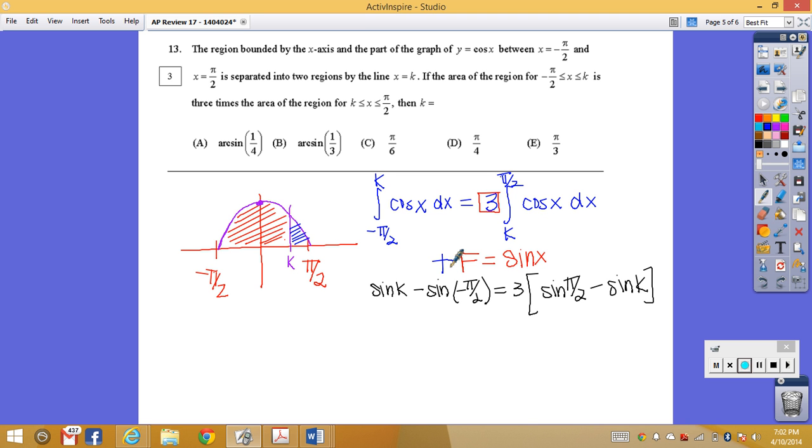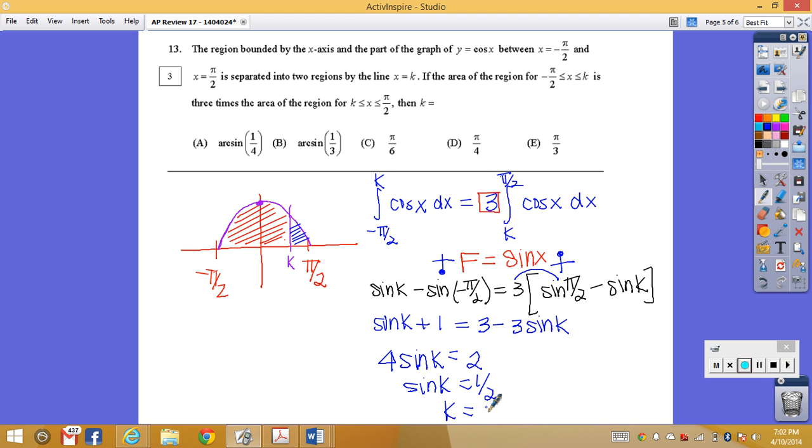So negative pi over 2 would be down here. So that's the sine of k minus negative 1, which gives me plus 1, is equal to, and this time it would be positive 1. So I'm going to do 3 times positive 1, which is 3, minus 3 sine of k. And I'll bring all my sine of k's over here. So 4 sine of k is equal to 2. Oh, this works out nicely. Sine of k is equal to 1/2. K is equal to, root 3 over 2, so pi over 6. C. Oh, that worked out nice. I didn't think it was going to.